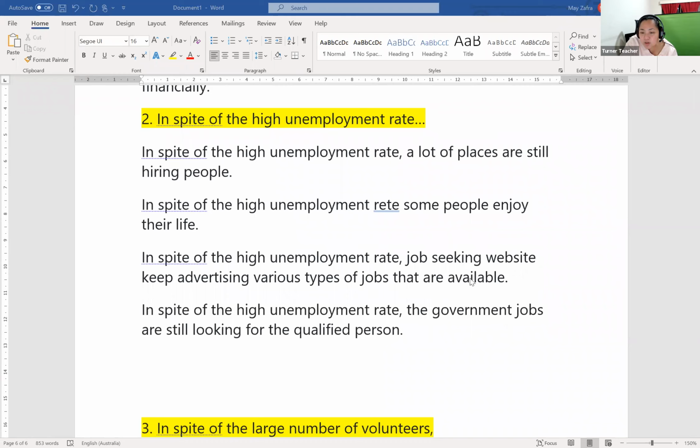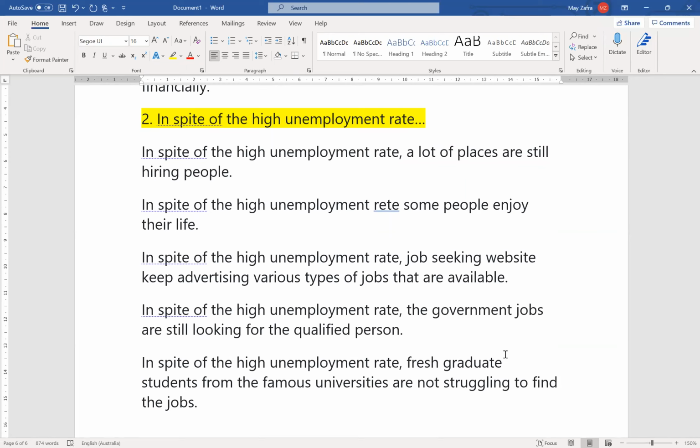In spite of high unemployment rate, fresh graduate students from famous universities are not struggling to find the jobs. Yes, correct. Should we say that's the spirit? In spite of large numbers of volunteers, sorry? In spite of the large number of volunteers, organizations cannot cope with the ever-increasing demand. Yes, this is much better. Well done, Bavik. Thank you.